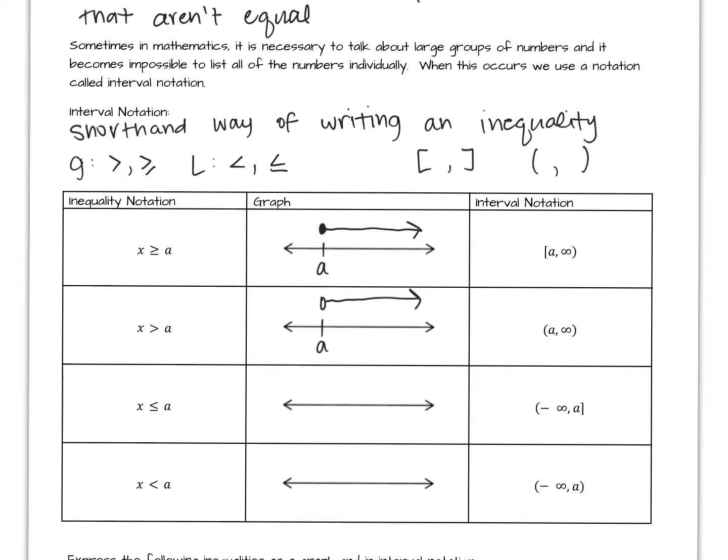Now we have x less than or equal to a. So a closed circle, and this time less than means everything to the left. The interval changes. Because it can be anything less than a, we start with negative infinity on the left with a parenthesis, comma a with a bracket, because the equal to means it's included. Then we have x less than a. Open circle at a, everything to the left, still starting with negative infinity, but the right side of the interval is a with a parenthesis.